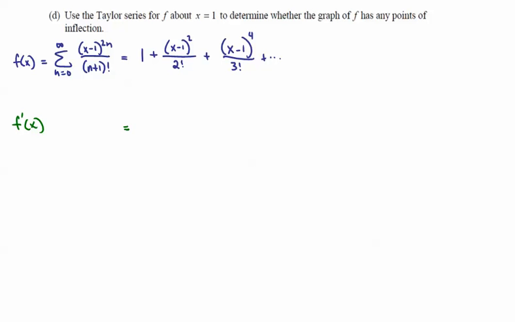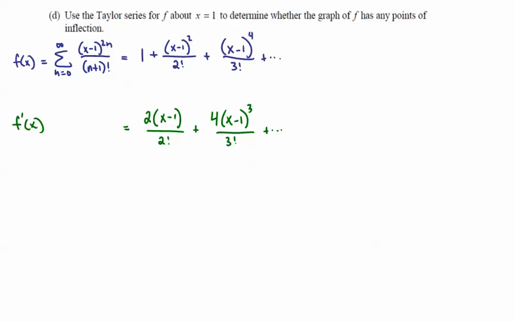and that will just be the term-by-term derivative. The derivative of 1 is 0. Then the derivative of x minus 1 squared over 2 factorial is going to be 2 times x minus 1 to the first over 2 factorial, plus 4 times x minus 1 to the third over 3 factorial, etc.